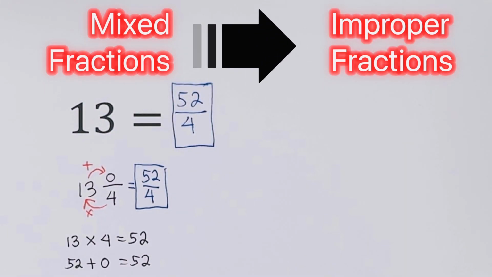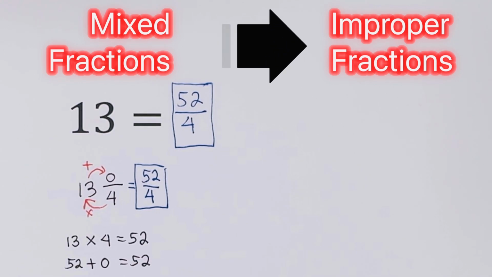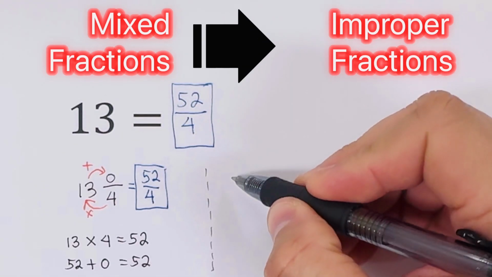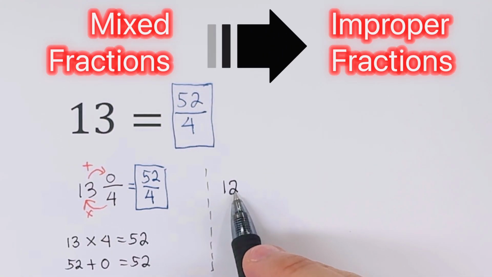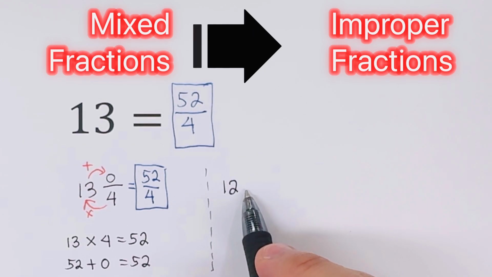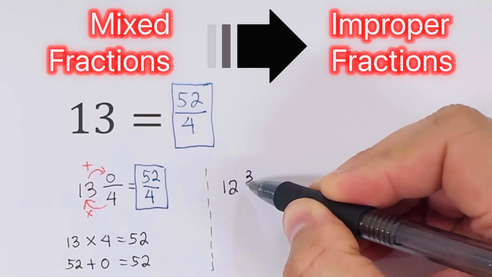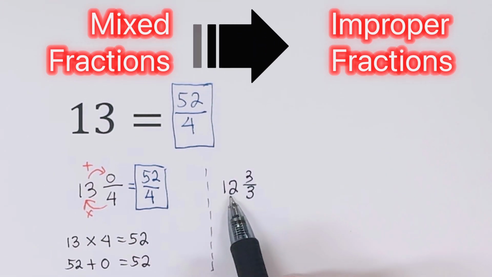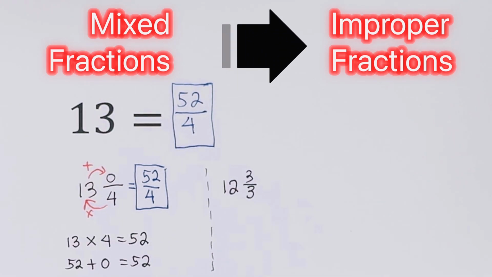Now we can have an infinite number of improper fractions that would represent 13. We're going to have another one. So say for example, I have 12. In order to make it 13, I have to pair it up with a fraction that will equal 1. So I can go ahead and say I put 3 over 3. So that's 12 plus 3 over 3, which is pretty much 1. So 12 plus 1 is 13.